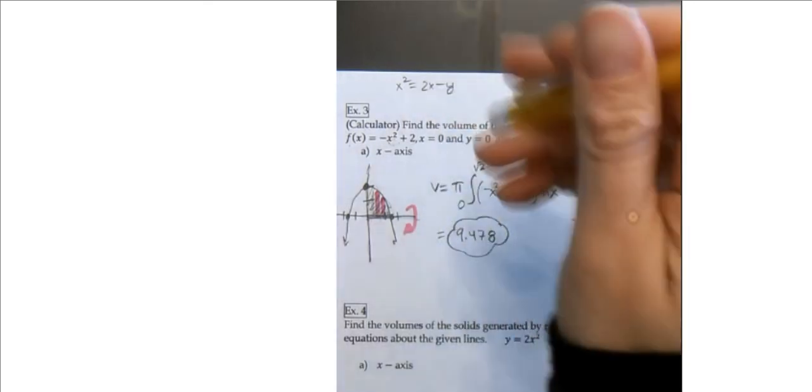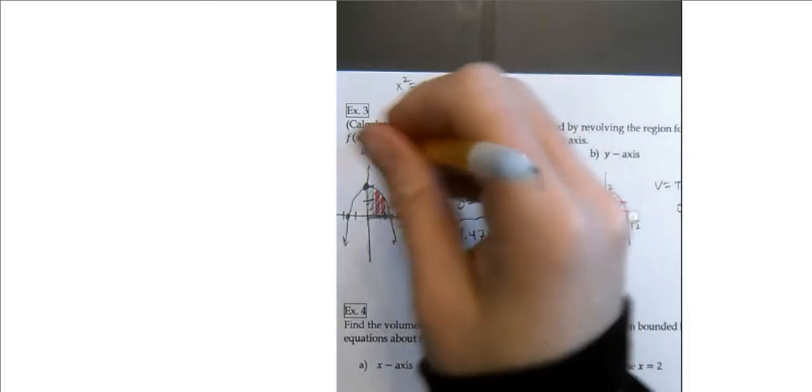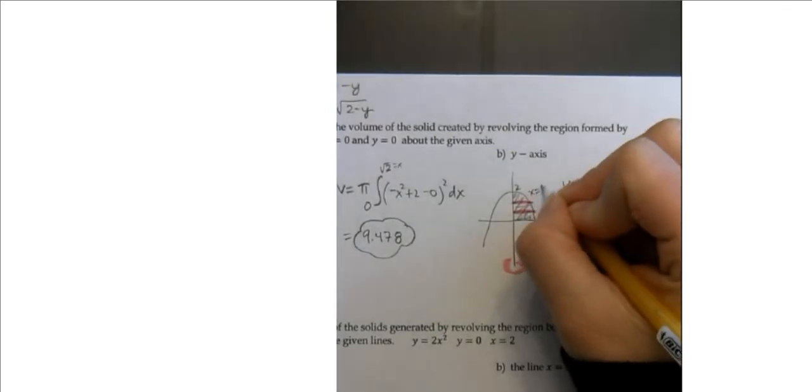Did I write that wrong? X squared is 2 minus y. So then x is plus or minus the square root of 2 minus y. So this x is the square root of 2 minus y. This x is negative square root of 2 minus y. Right minus left, x equals this, so square root of 2 minus y, minus this curve, which is x equals 0, all squared.